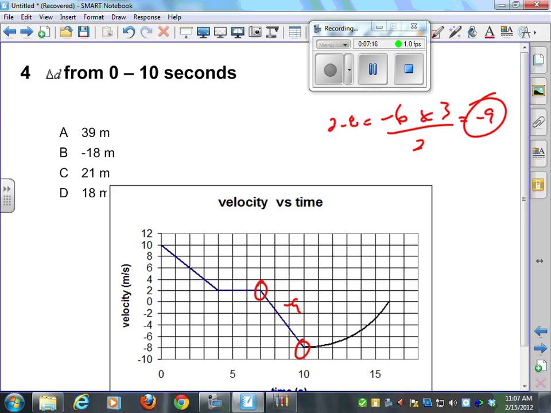So which one is the answer? This was 24 here, right? It's just the way it works. Yeah. So which one was the answer? Was it C? Yes. 21? 21.